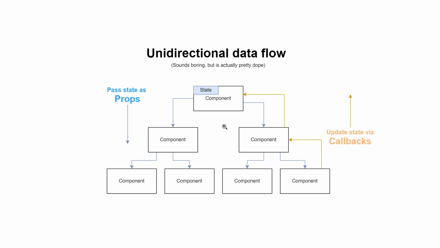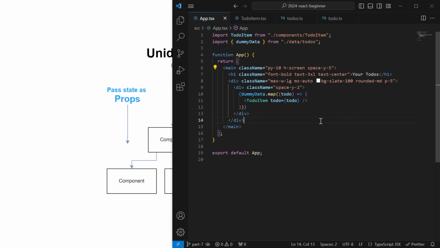But sometimes, of course, we want to update the state from a child component. For example, when we check a to-do list item, which happens here in this child component, we have to change the state of the to-do list itself. And we do this via callback functions. So let's see how we can implement such a callback function in our project.